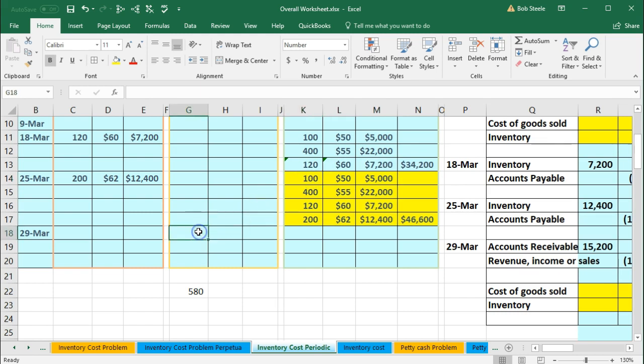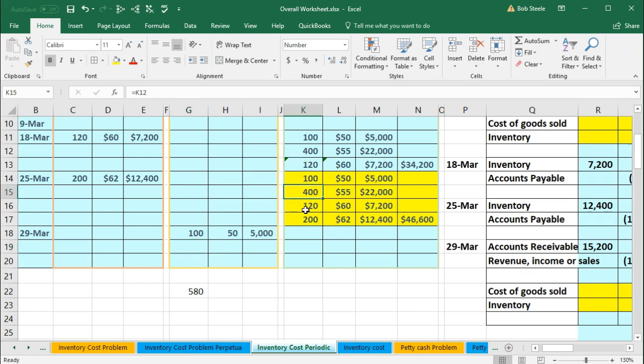So we're going to assume we sold these 100 and they were at 50. So I'm going to say equals, in H18, that 50, tab. And we're going to multiply this out then. We're going to say this equals that 100 in G18 times the 50 in H18, and enter. So that's 5,000, we brought that down.